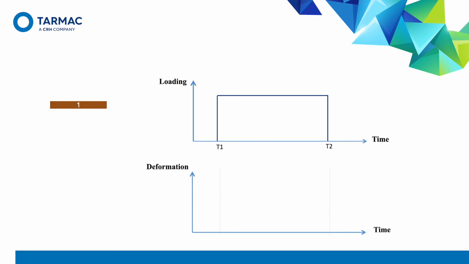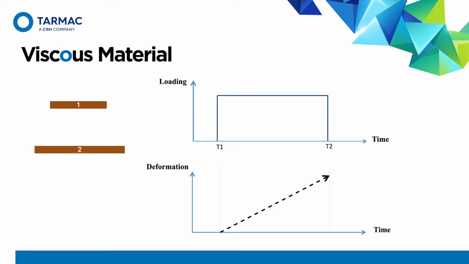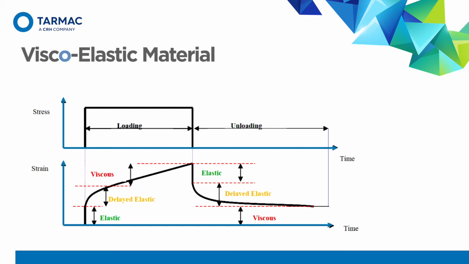On the other hand, for a viscous material, if we apply a loading from time t1 to t2, the material will respond, but with time. It will take time to respond. And once the loading is removed at time t2, it will not recover, so it will maintain its deformation. Bitumen, the main element controlling the behavior of the asphalt, is a viscoelastic material, which means it combines the properties of both viscous and elastic materials.